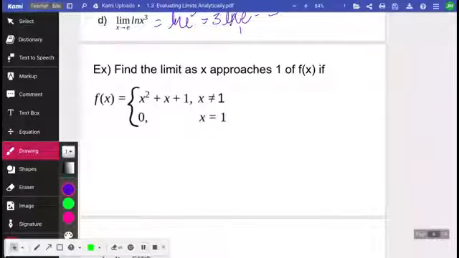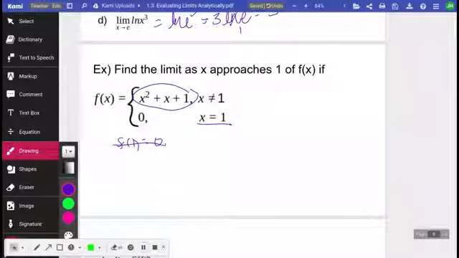So this problem might look kind of complicated, but it's specifically asking as it approaches 1, not at 1. If it asks what is f of 1, well, f of 1 would be 0 because it tells you at exactly 1, it's 0. That's not what it asked for. It asked for what is it approaching. So from the left and from the right, as it gets closer to 1, what value is it approaching? And it's approaching this expression here.